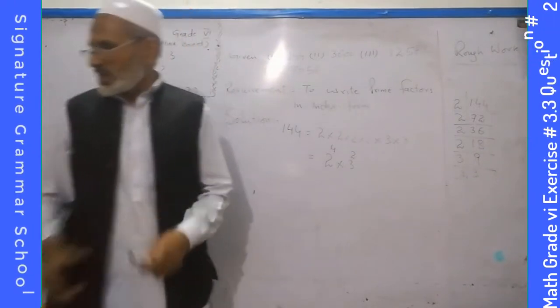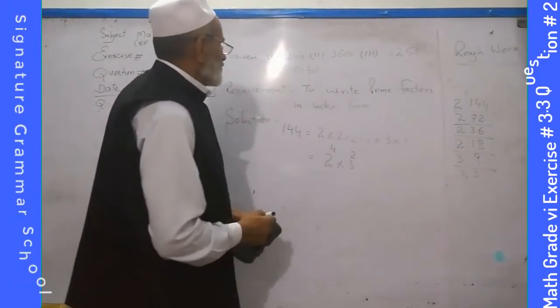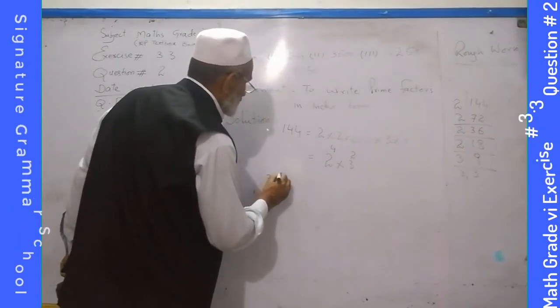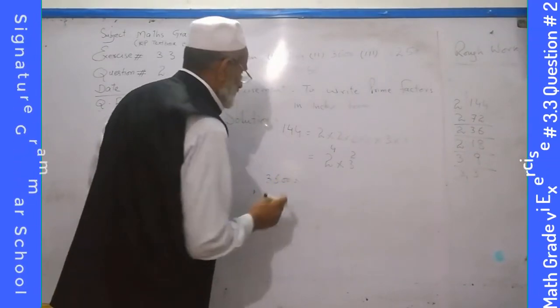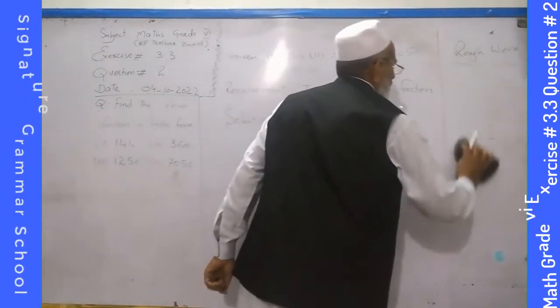Now coming toward the second part. Here in the second part we have been given 3600.